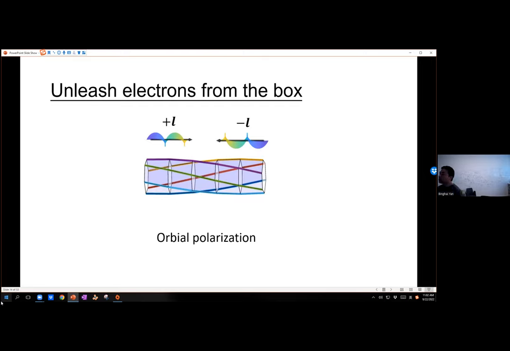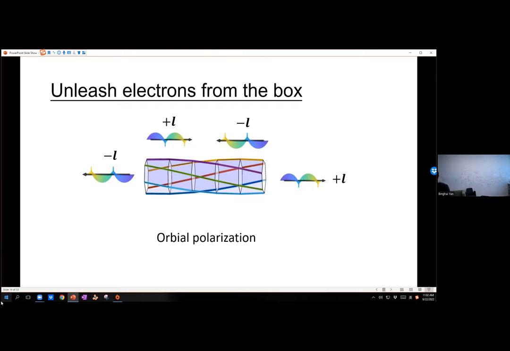Okay, before we really go to the spin, let's look at this chiral box again. As I said, we have an electron moving left and right, and with a strong confinement, it has a very high speed. Now, suppose we have a way to let the electron fly out. If it's flying out from the right, it will carry the orbital, and it will be plus polarized.